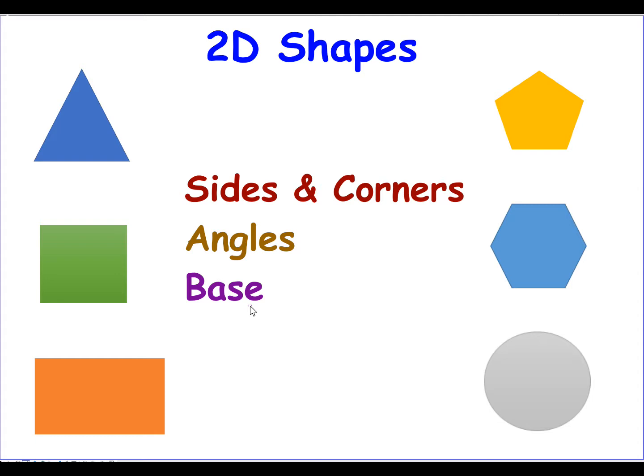The two-dimensional shapes we'll be covering on this course are triangles, four-sided shapes such as squares and rectangles, commonly grouped together as quadrilaterals, pentagons, hexagons, and circles.